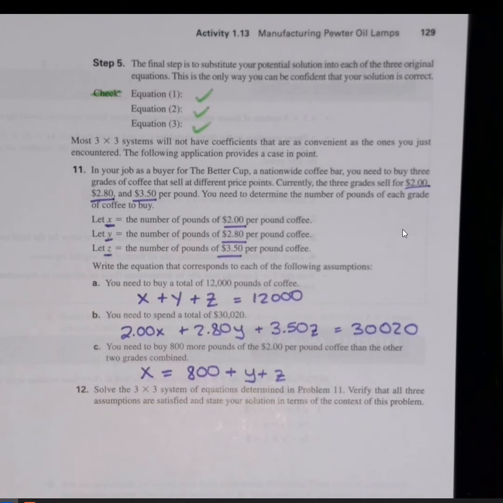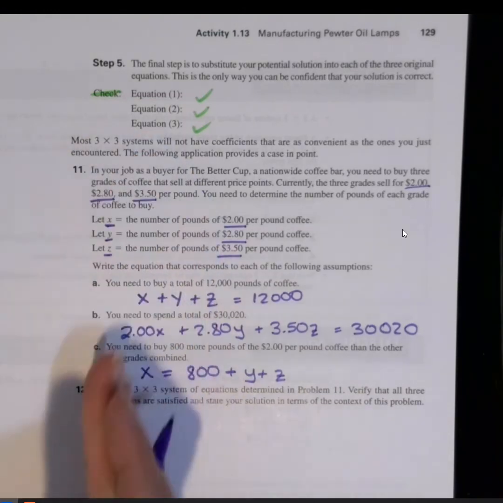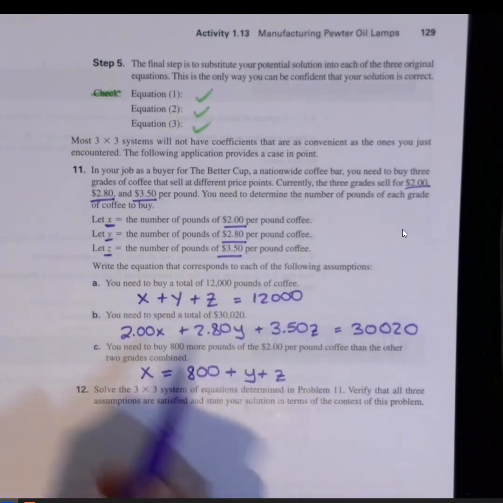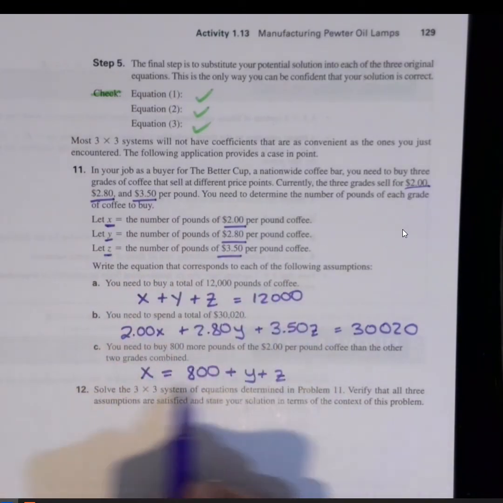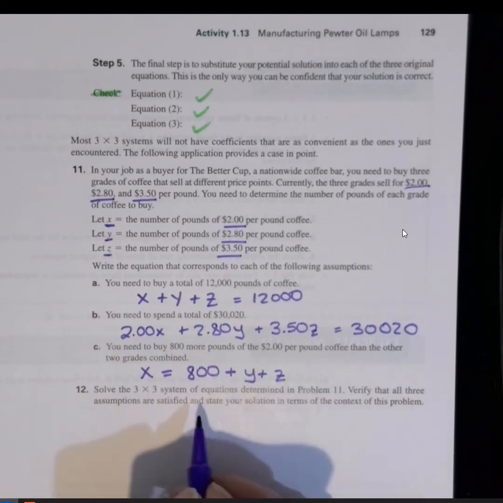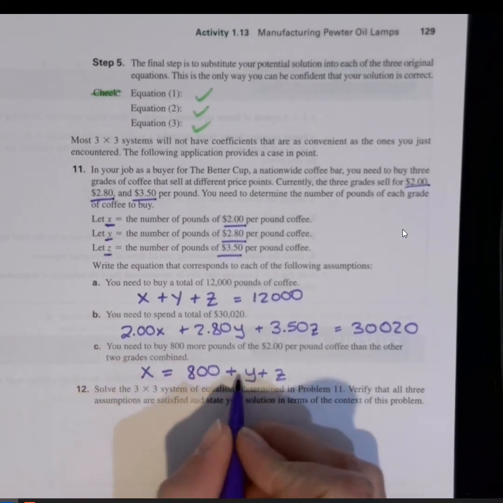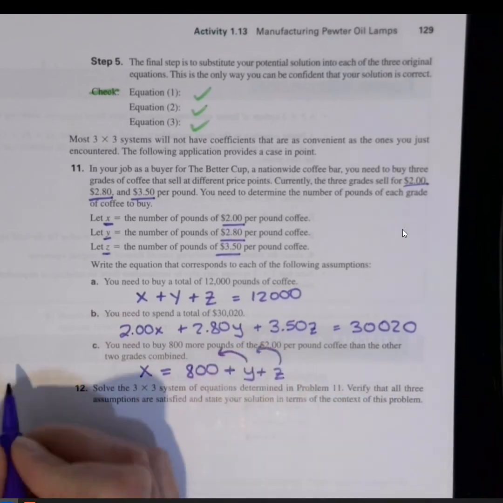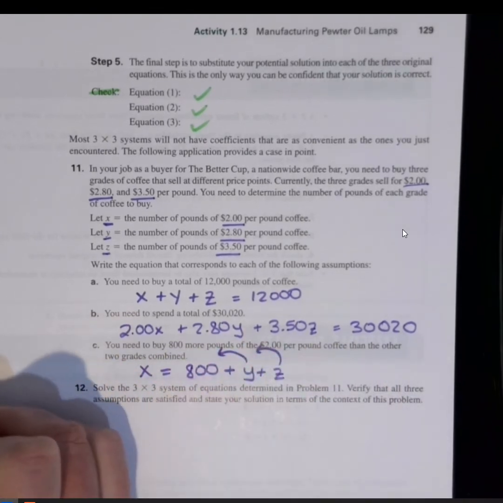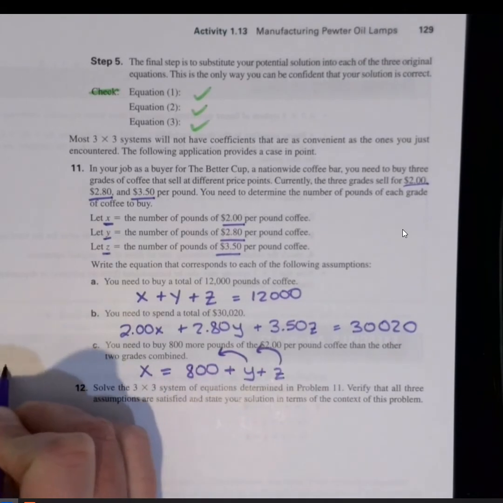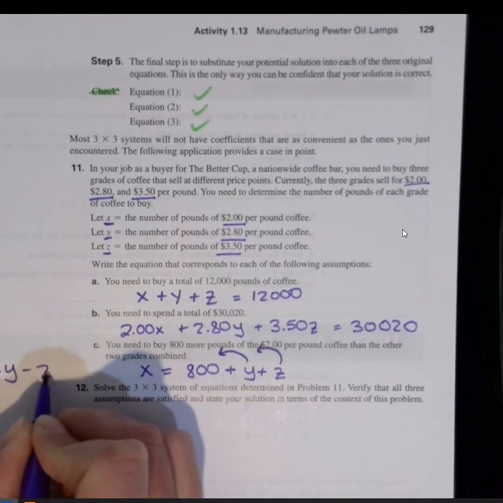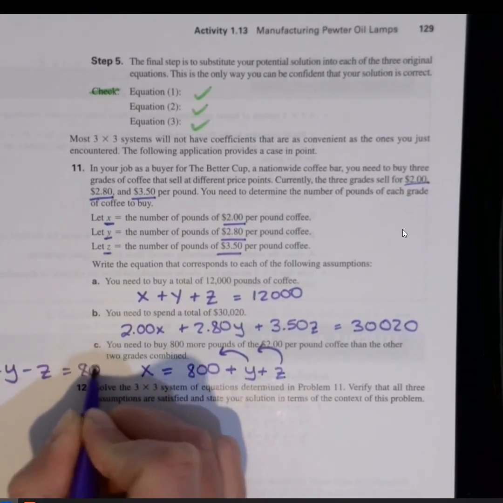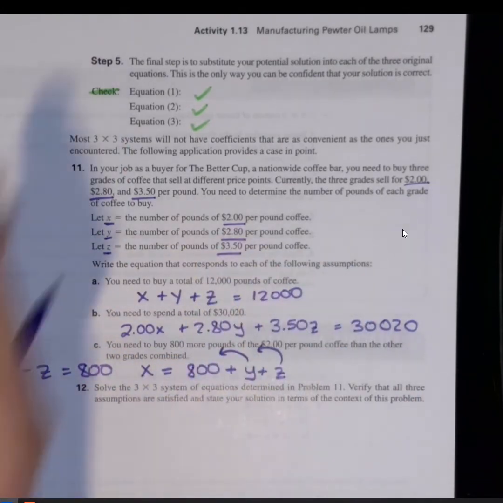So the first thing I need to do is have my equations all in order so that my x's, my y's, and my z's line up. These ones already do. This one does not because x is by itself. So we better subtract the y and subtract the z over. So if I think about moving that y by subtracting it over, moving that z by subtracting it over, I could rewrite this equation as x minus y minus z equals 800. And now my equations are going to line up.